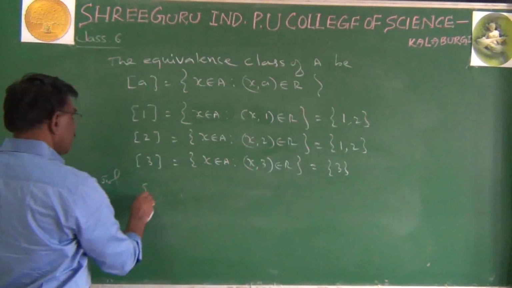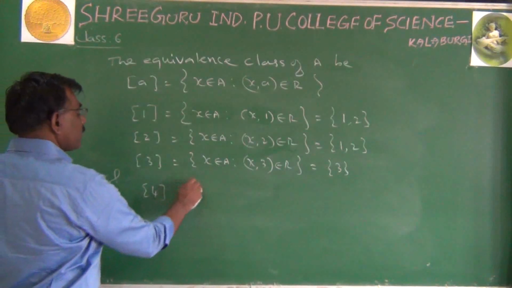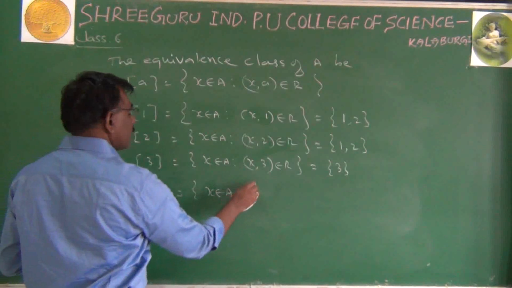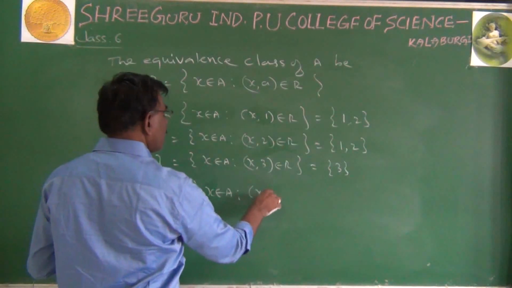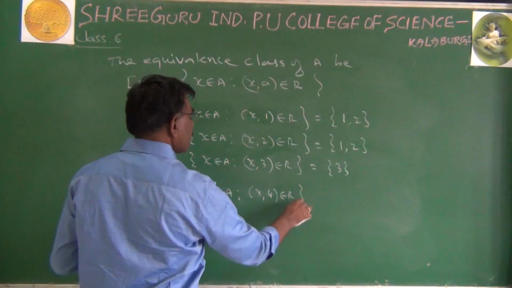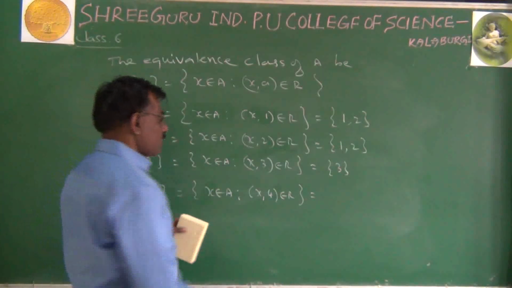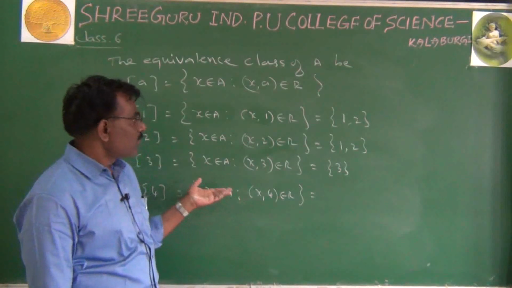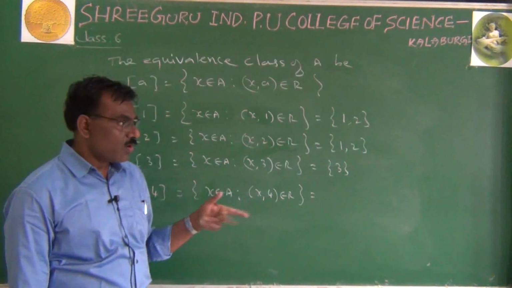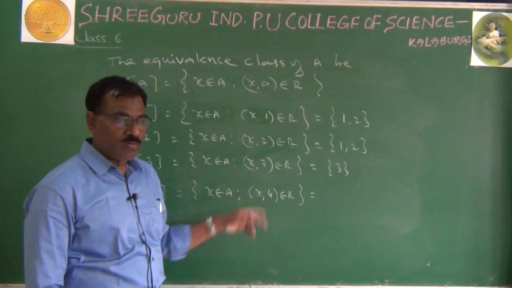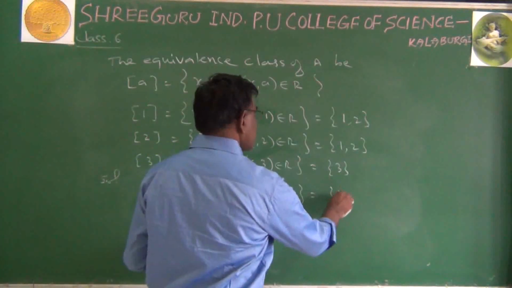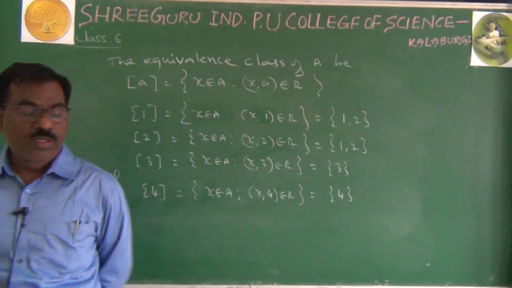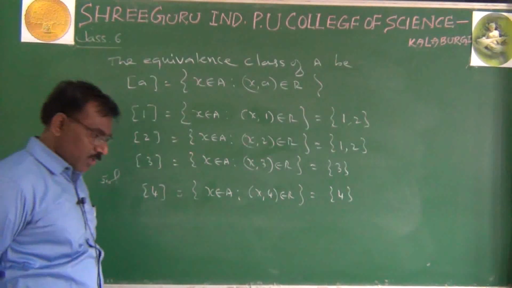Then what is the next? Equivalence class of 4. X belongs to A, so (x, 4) belongs to R. Now what if x is 1? (1, 4), is it there? No. 2, is there? No. Only 4. So the answer is 4. This is called equivalence class.